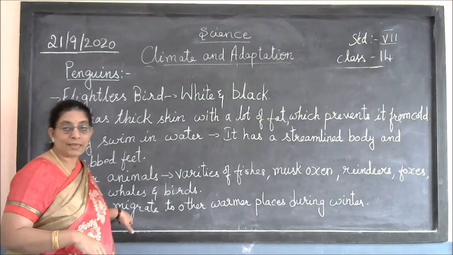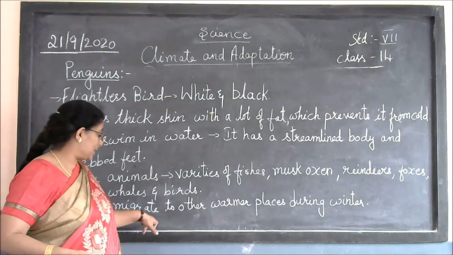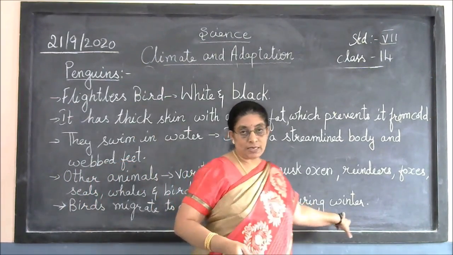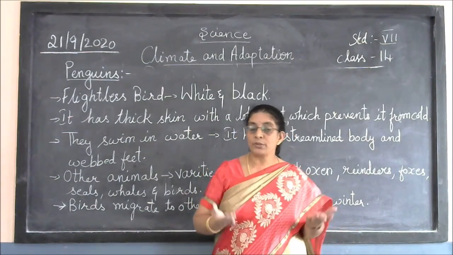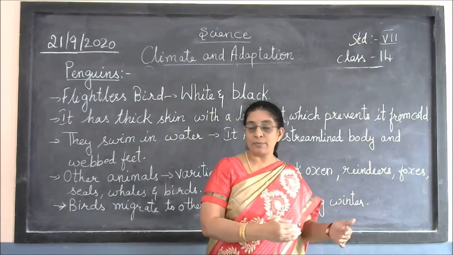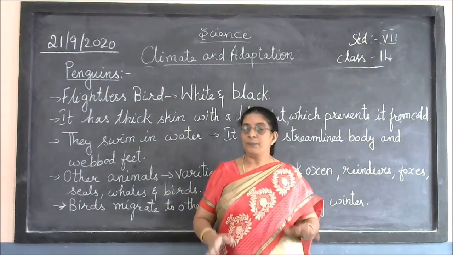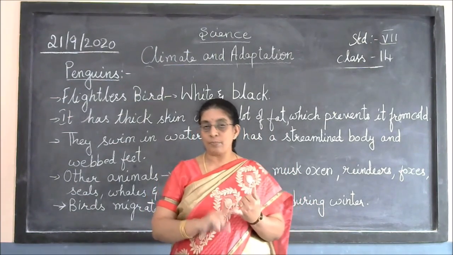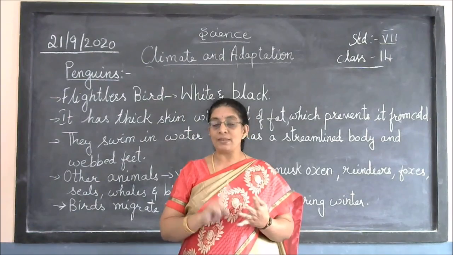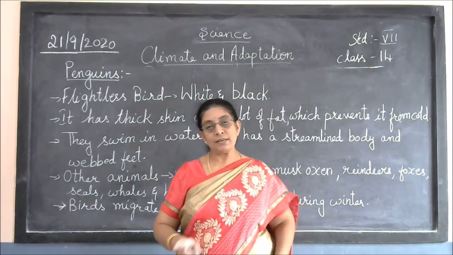Birds migrate. Migrate means what? Move from one place to another, to warmer places during winter. So they go away to the warm places, and after the winter season is over in the polar region, again they come back to the polar region. So this is about the polar bear and the penguin. These two are the main animals which are commonly found in the polar region.